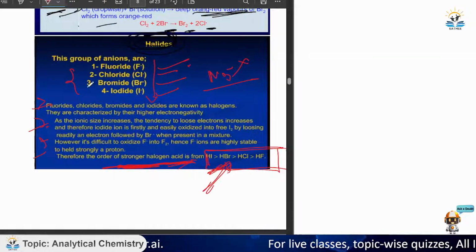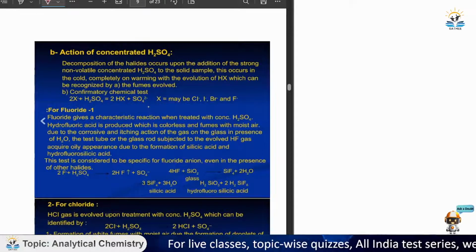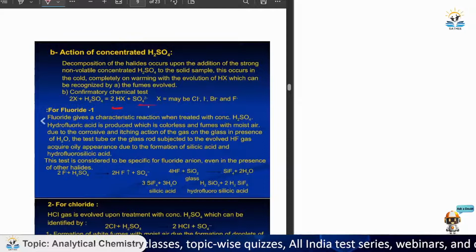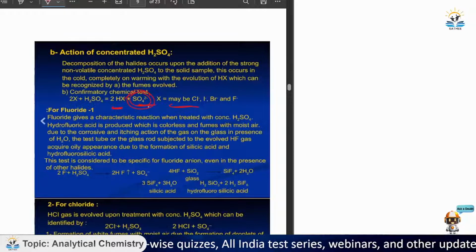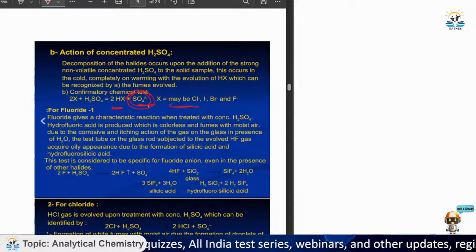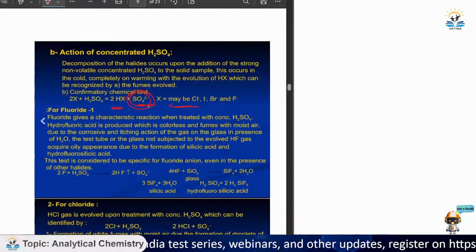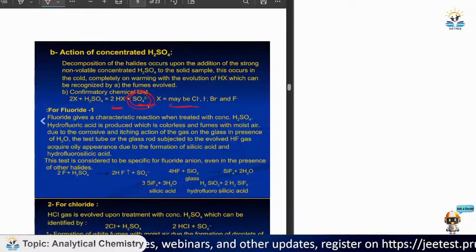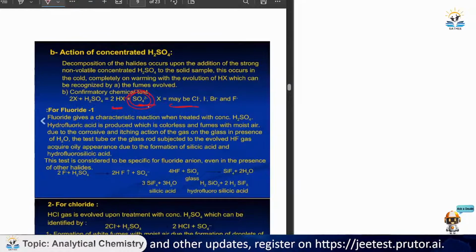Now, when we react this halide with concentrated H2SO4, it will form 2 times HX plus SO4 2 minus ion. So X may be Cl or I or Br or fluorine, anything. It is also written that decomposition of the halide occurs upon the addition of the strong non-volatile acid. Now, fluoride gives a characteristic reaction when treated with concentrated H2SO4.